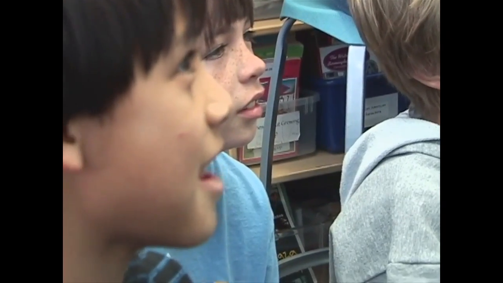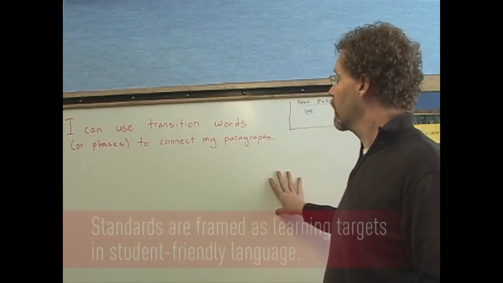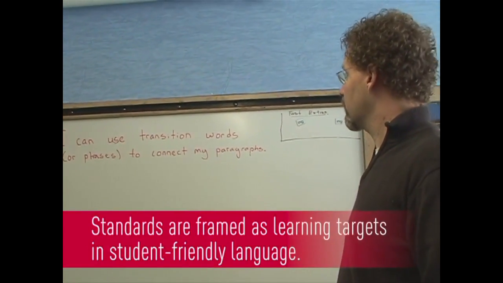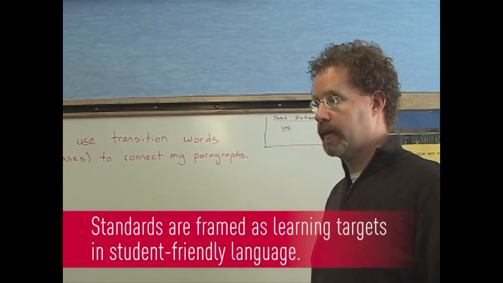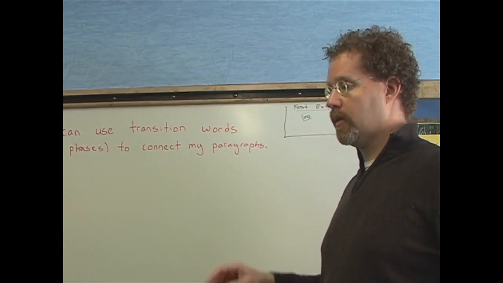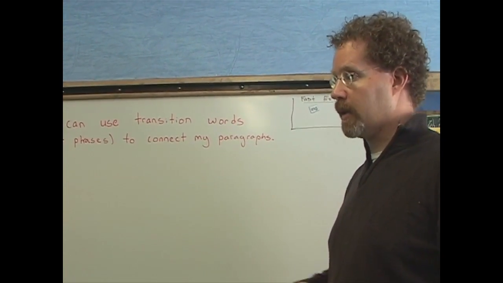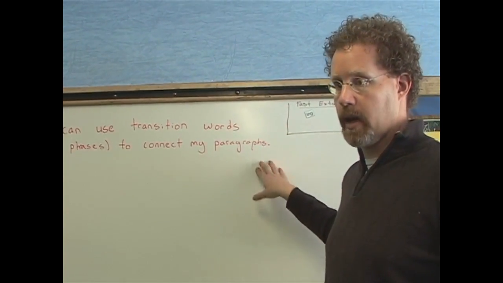So let me read it one more time really slowly. I want you to think about the words you know in here and words that you're confused about. So, I can use transition words or phrases to connect my paragraphs. And now I'd like you to pair up with somebody and talk about what you think the learning target means.